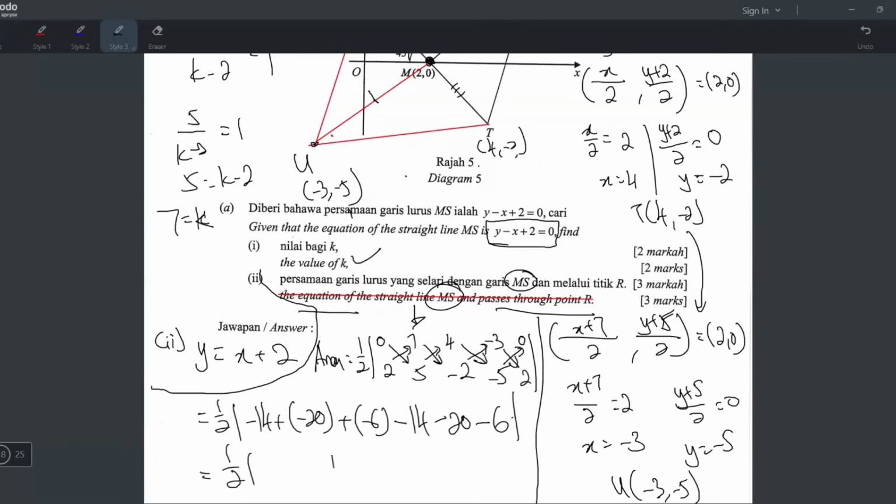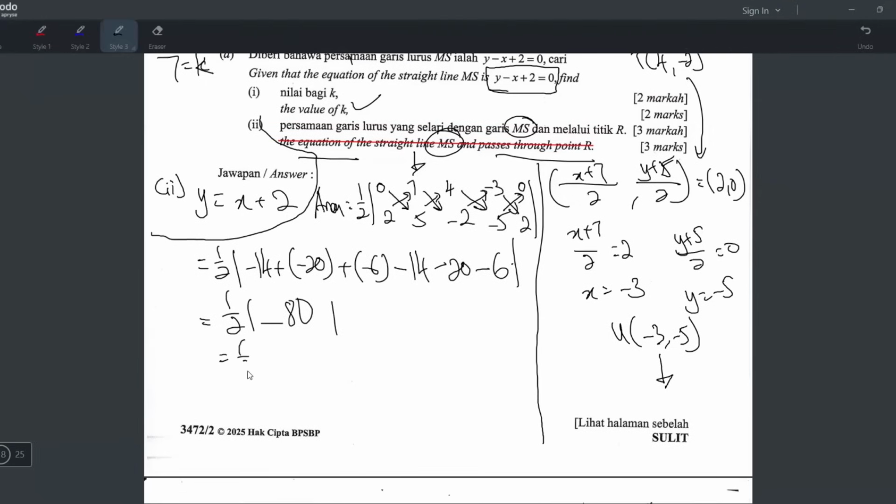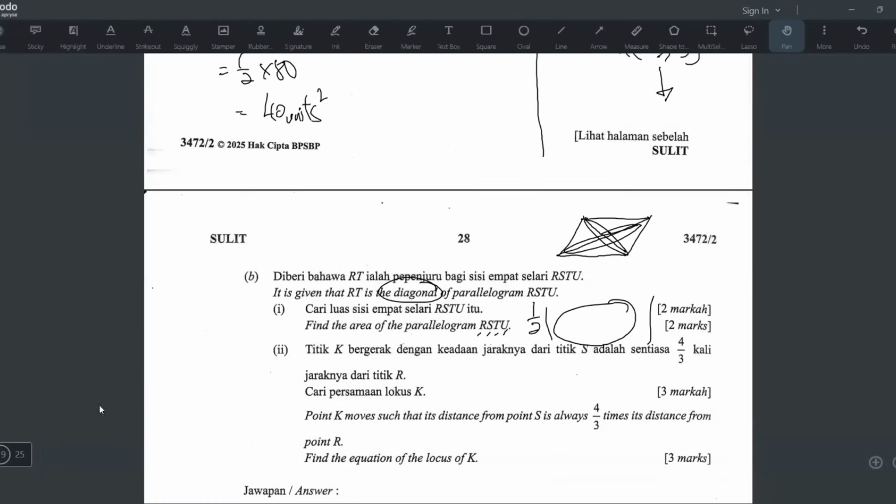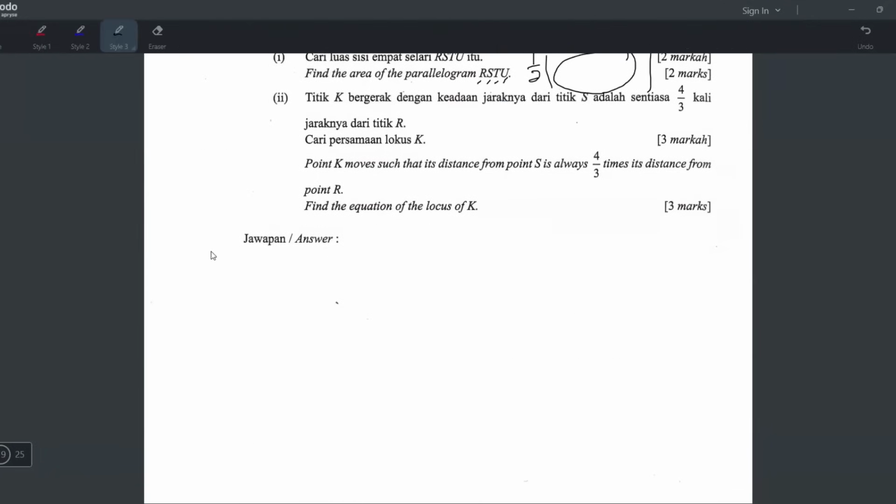Okay, so now we will press all this in the calculator. So negative 14 minus 20 minus 6 is negative 80. And when you modulus that, you get positive 80. And that gives you 40 units square. So that is how you do this question. So that's the area.